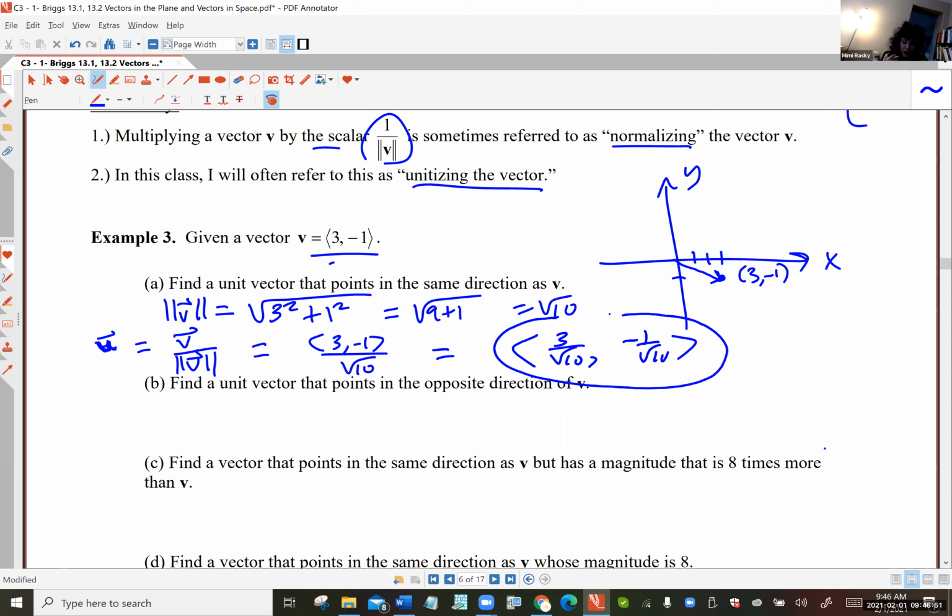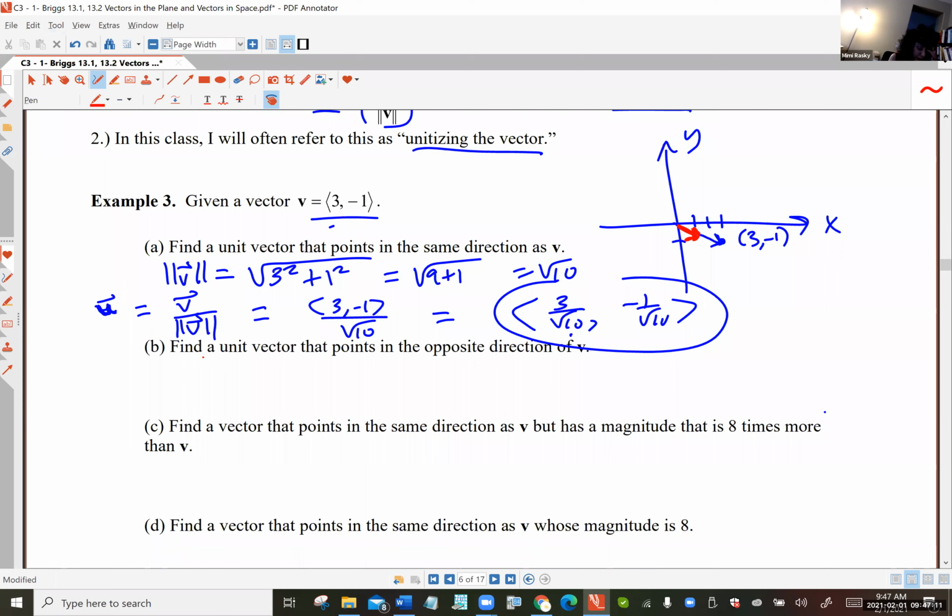That's the unit vector pointing in the same direction as the original vector. Now, what if I asked you to graph that? You would simply plot the point 3 over square root of 10, -1 over square root of 10, and then draw it. It looks something like this, where it'd be 1 unit in length, okay?